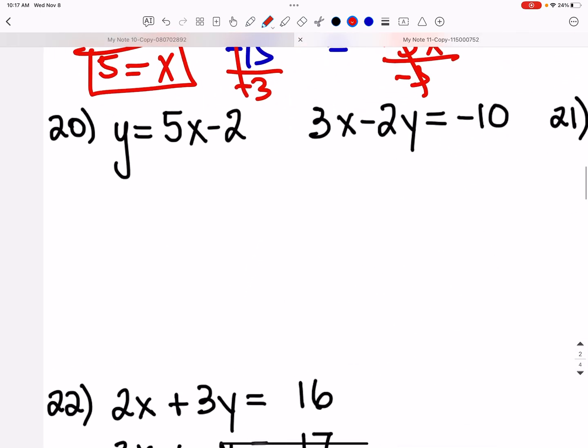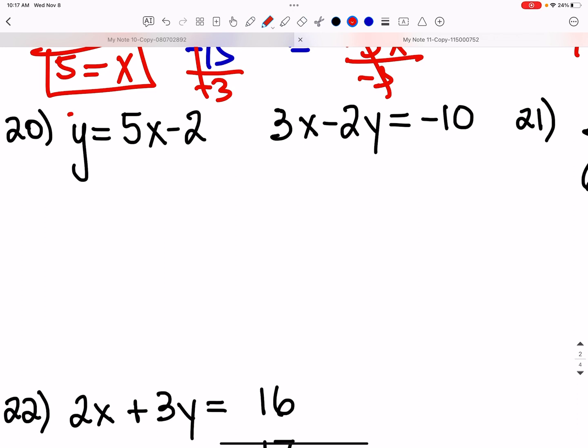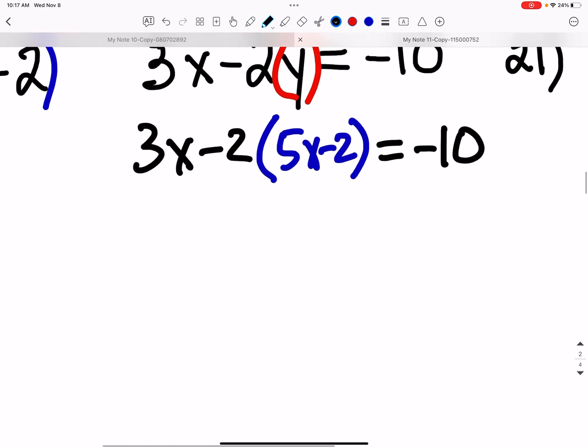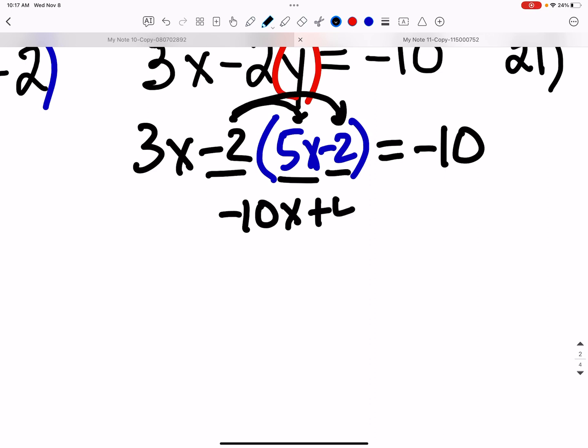All right, let's see. This one, y is the same thing as 5x minus 2. So over here, I'm going to take out the y, and I'm going to plug in 5x minus 2. Everything else is going to be written exactly the same. We have to do our Starbucks list first. -2 times 5x is -10x. -2 times -2, be careful, is +4. So 3x gets a pass to the second round equals -10.